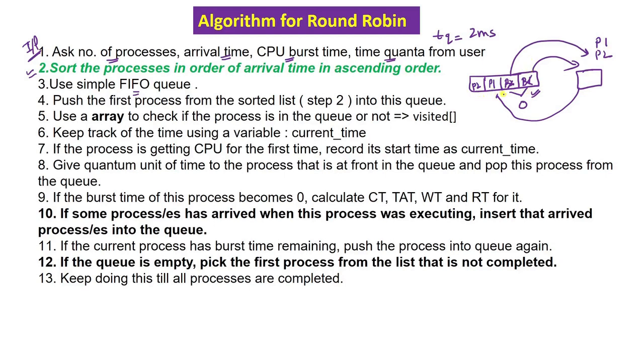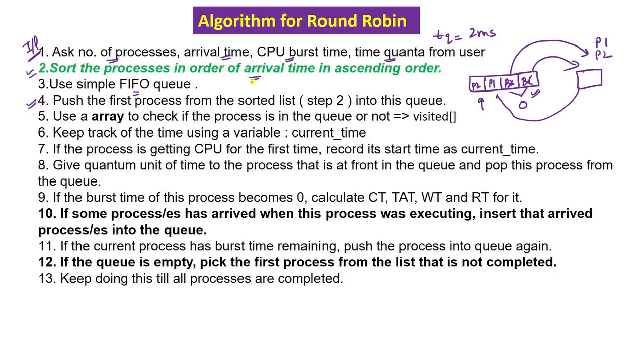So in this way the processes will be given to the CPU based on the manner in which they have been placed inside this queue. So this is a first in first out queue. So you have to take a queue and implement it this way. After that, what you have to do is the step that I have already discussed.